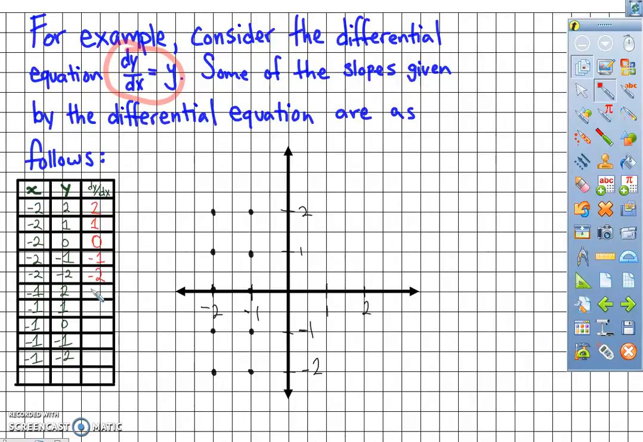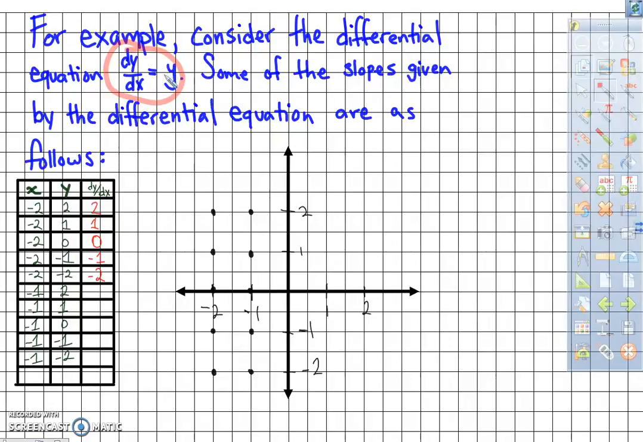Our differential equation is just simply y. Now if this were like 2y, or 3y, or y squared, then our answers wouldn't be just the y values. If it were, for example, y squared, my dy over dx would be 4 here. If it were 3y, my dy over dx would be 6. But it's just y, and there is no x, so it's pretty much easy, just the y values.